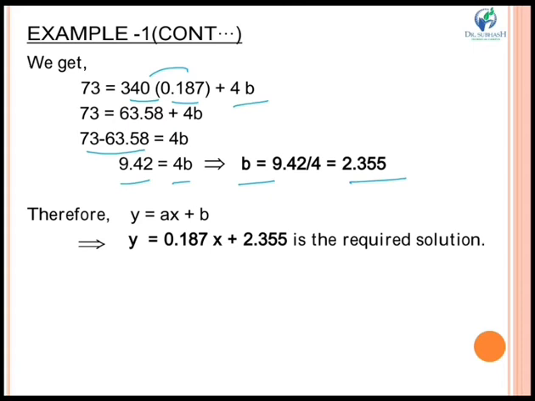So I will put these values in y equal to ax plus b. So a was 0.187 into x plus 2.355, which is our required solution of the given straight line.